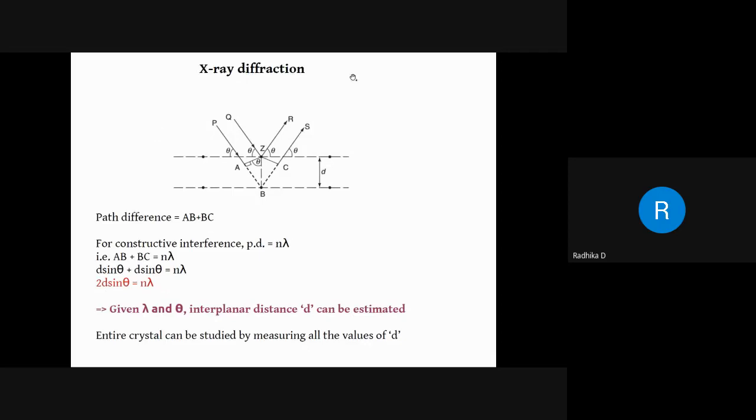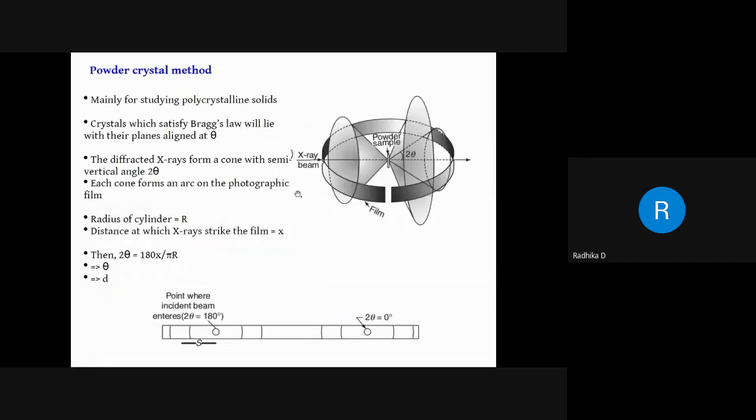So this entire thing is known as Bragg's X-ray diffraction, and this formula 2d sin theta is equal to n lambda, or another way of saying it, n lambda is equal to 2d sin theta, is known as Bragg's law for X-ray diffraction. Now, moving on to one application of this, which you have to study, that is known as the powder crystal method.